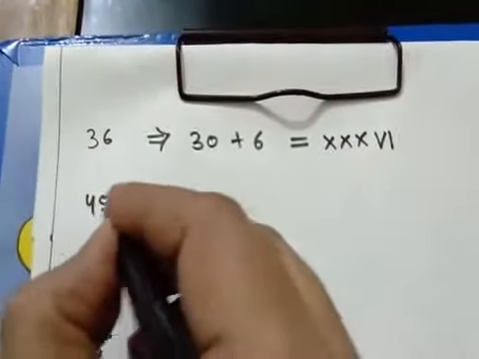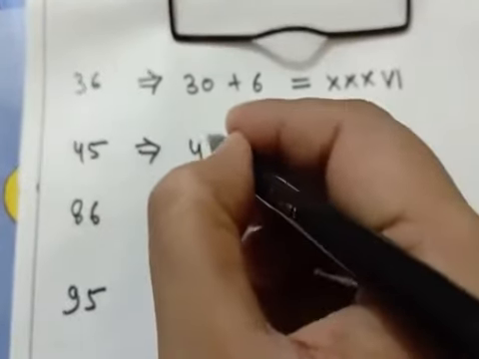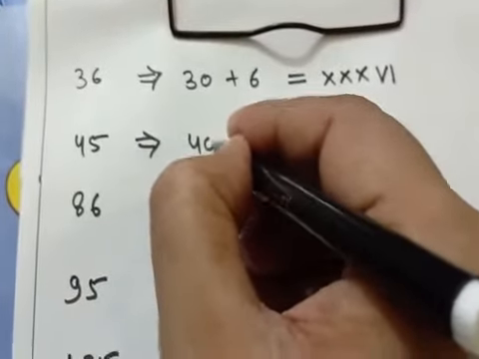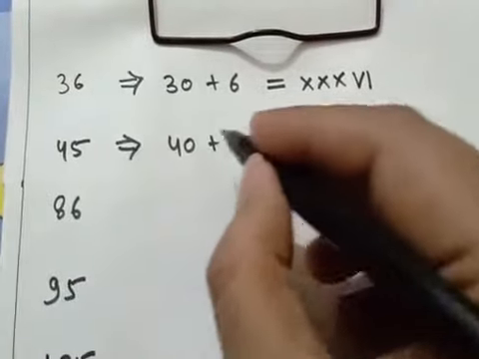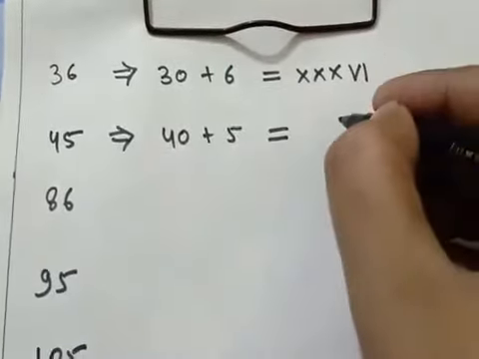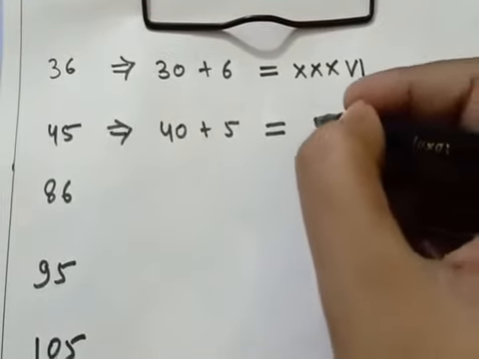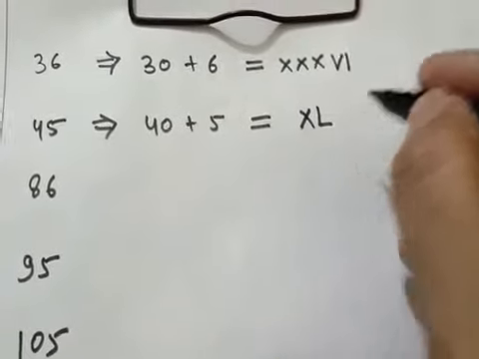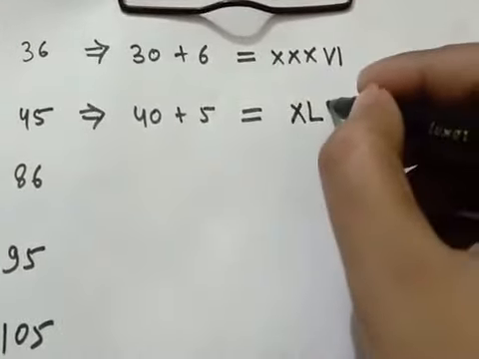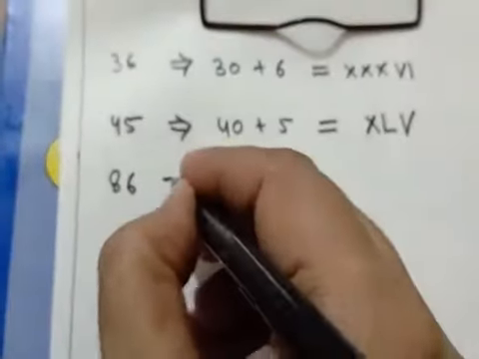Another number, 45. First break the number. We can write 45 as 40 plus 5. Now 40, how to make 40? First we will write the symbol L. If we write X before it, it is subtracted, so it becomes 40, plus 5, and this is the symbol for 5. Again, 86.